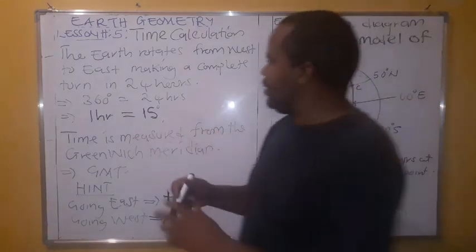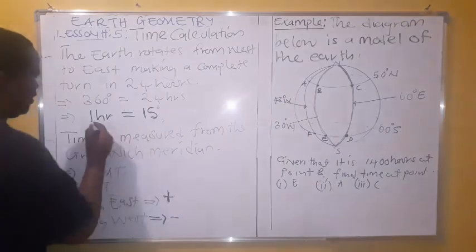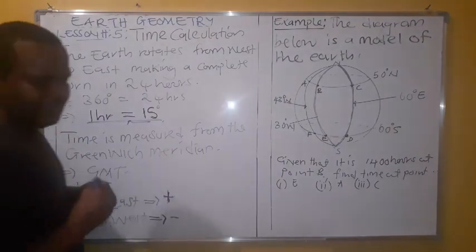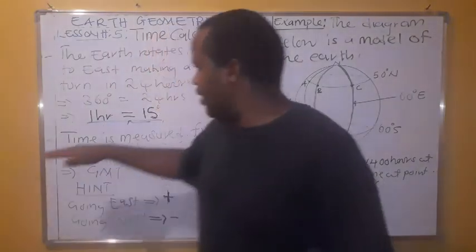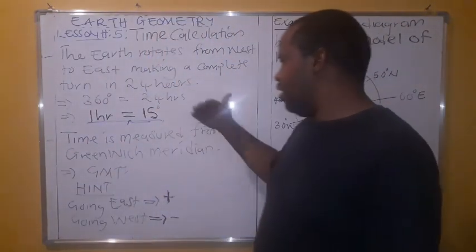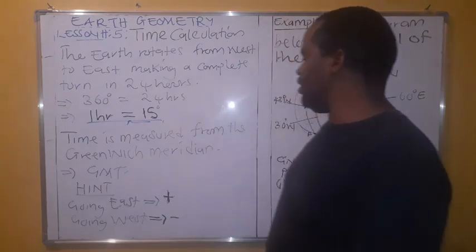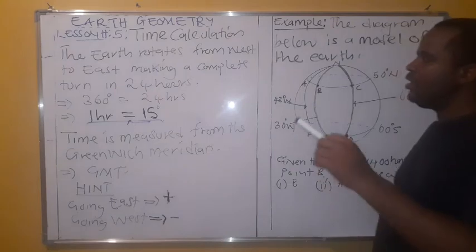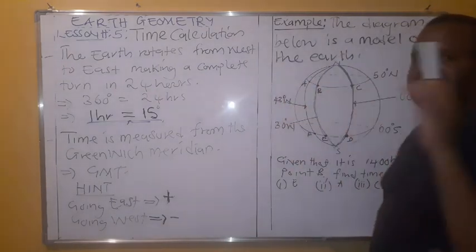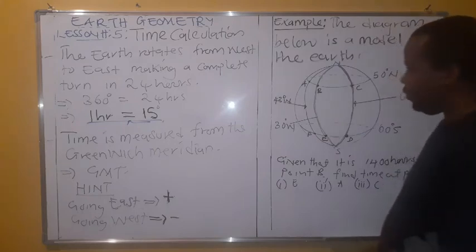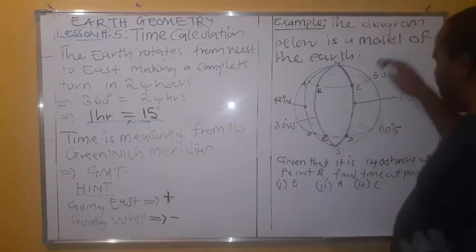But this is the conversion that is very important here. Of course, others can even go up to as far as minutes. It's okay. But for us, I think this can do. For every 1 hour, there is 15 degrees. For every 15 degrees, there is 1 hour that is gained or lost. But take note, for you to do the actual calculation, you must determine the difference in the longitude. So now let's look at this question.